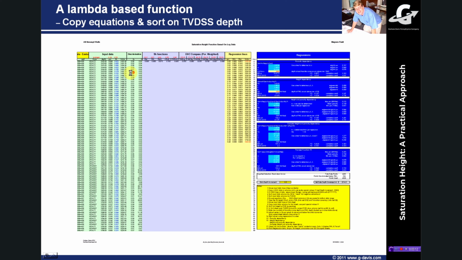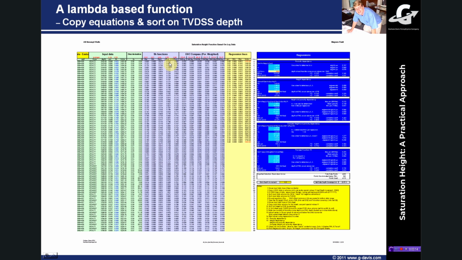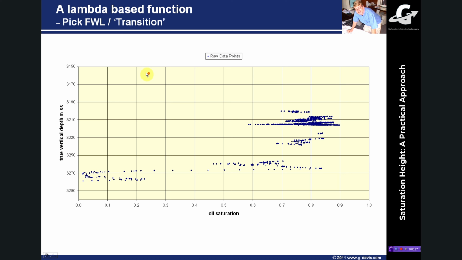So you've pasted the data in here, and then you copy the equations down from the first line to the base of the data, and then you sort the data on TVD, SS, or height above free water level. So everything is now in depth order, and then you go away and you have a look at the first chart, and here is a chart already set up that will show you what your saturation with height or depth looks like.